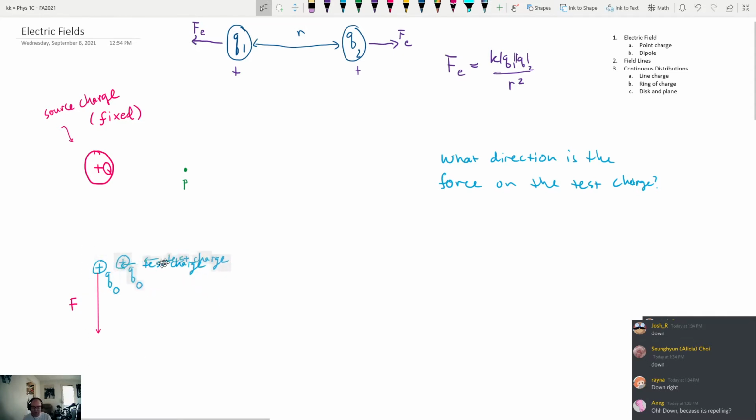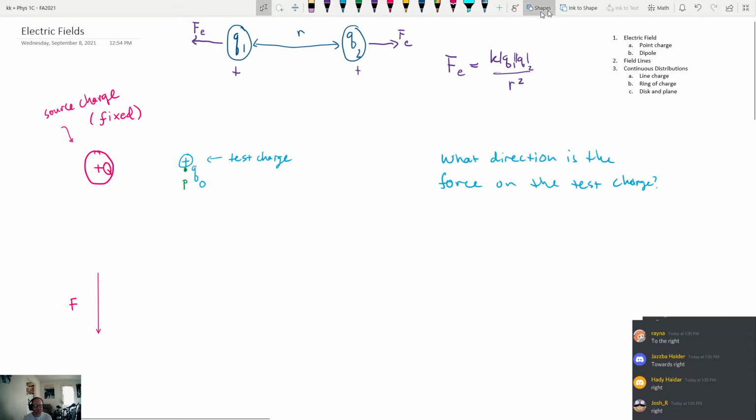Now if I take my test charge and move it up a little bit, what's the direction of the force going to be when it's here? To the right, exactly. So we come in here and draw a vector pointing to the right. That's the direction of the force when it's at that location.